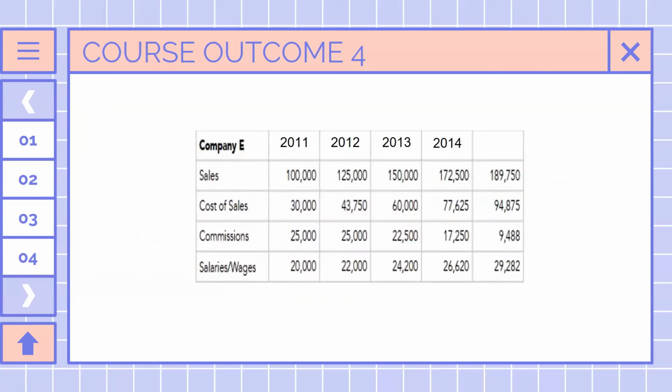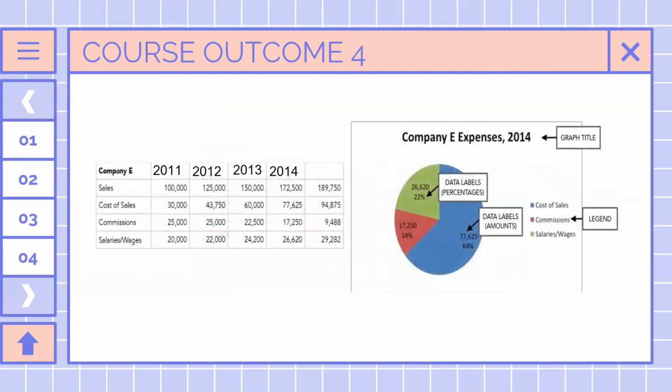So when we put this into a chart, using the pie chart, it will look like this. Okay, so the company expenses year 2014 is the graph title. So there are different kinds of data labels. There are percentages, and there are the amounts or the actual amount. So here in the legend, you can also see three different colors. One color represents each slice. So the blue one represents the cost of sales. The red one represents the commissions. And the green one represents the salaries and wages.